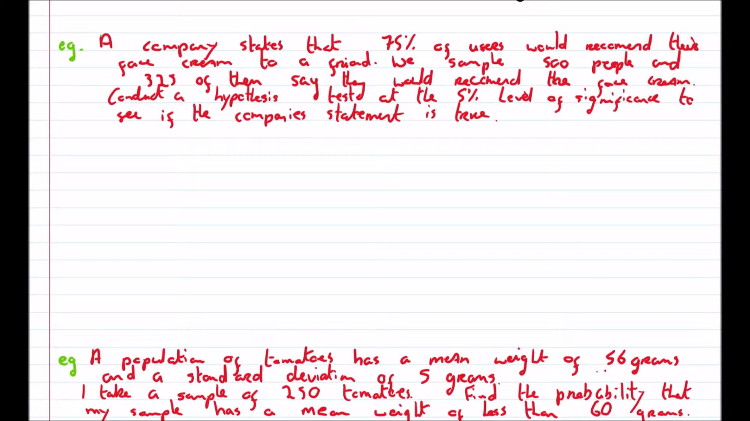Next question. A company states that 75% of users would recommend a face cream to a friend. We sample 500 people, 325 of them say they would recommend it to a friend. Conduct a hypothesis test at the 5% level of significance to see if the company's statement is true. Right. I'm going to do this two different ways. I'll do it with a confidence interval method, and I'll do it with a z-score method. Okay. But by reading the question, we should see that we're not comparing two means. This is a population proportion question.